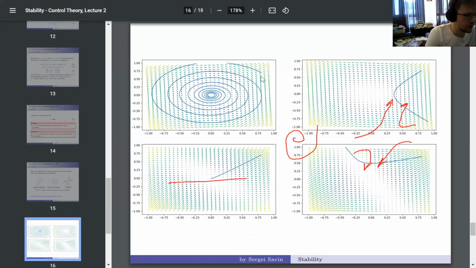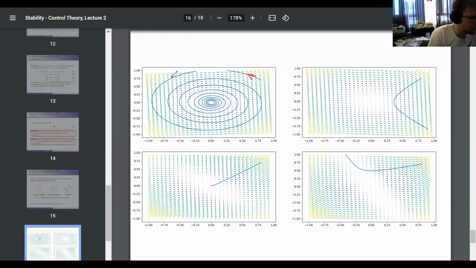Now, here's one more example of convergence. You can actually see which one converges and which one diverges. Based on the arrows, you can see the direction where the solution goes, and it goes towards the center. So this is a stable system. Here you can see the direction where the system goes, and it goes away from the center. So this is a divergent system.